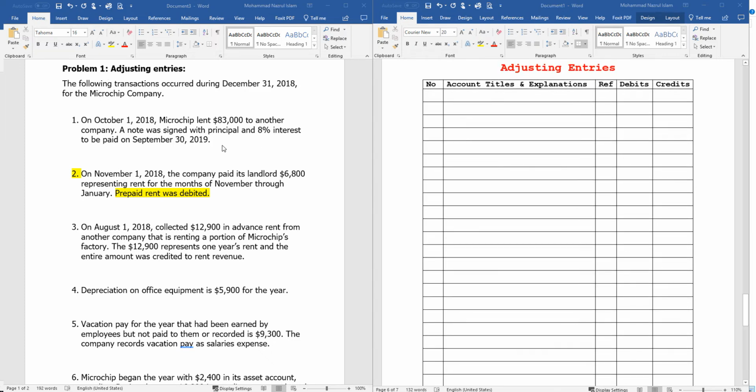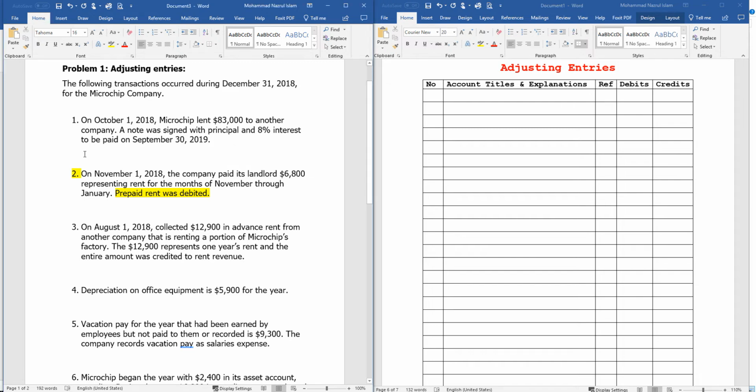Now let's first read the problem. The following transactions occurred during December 31st, 2018 for the company Microchip. On October 1, 2018, Microchip lent 83,000 to another company. A note was signed with principal and 8% interest to be paid on September 30, 2019.